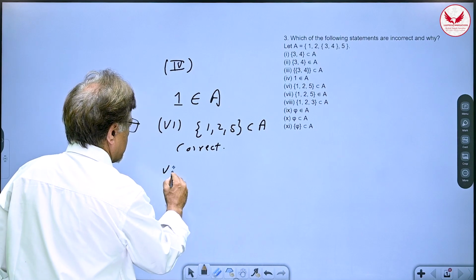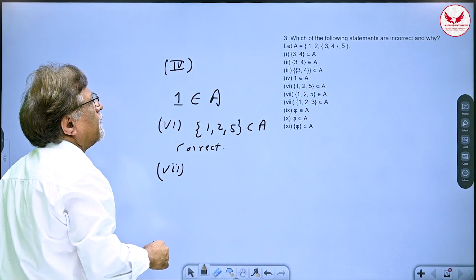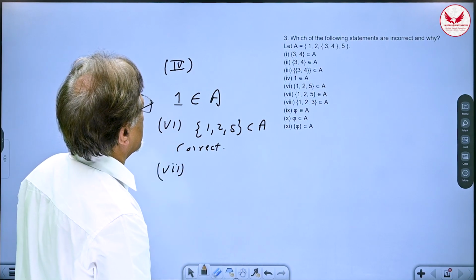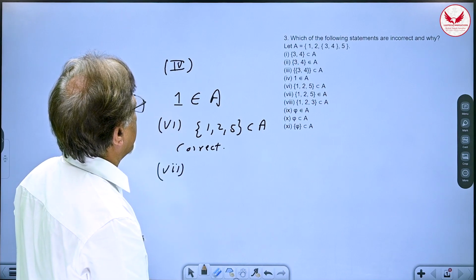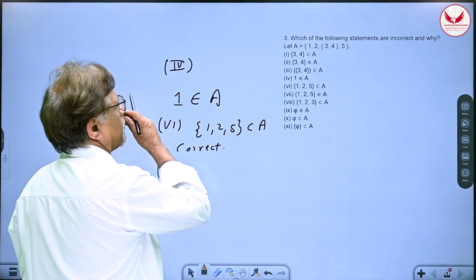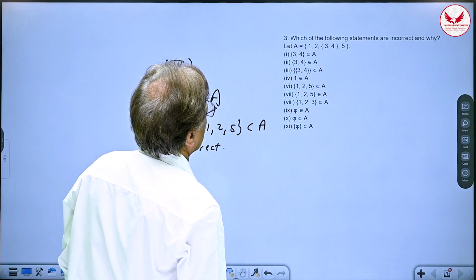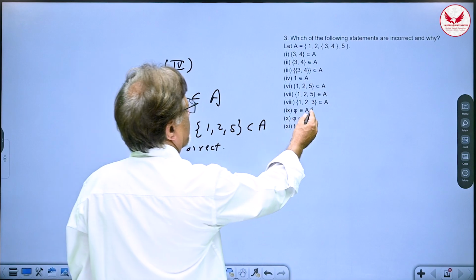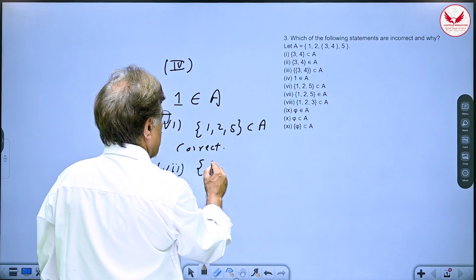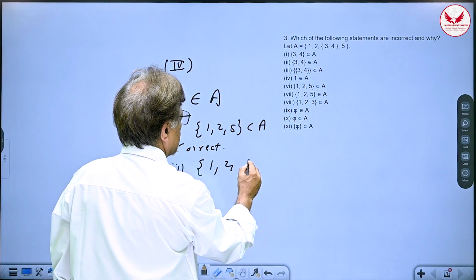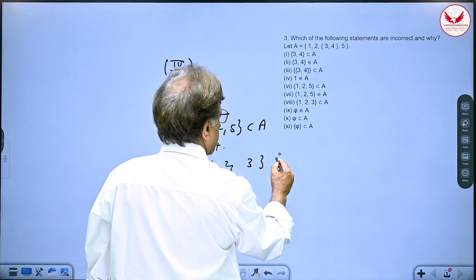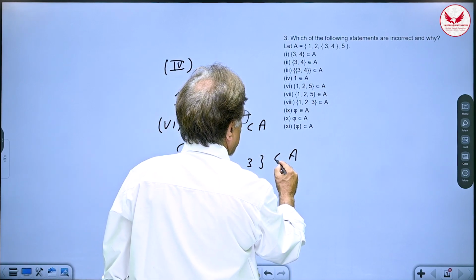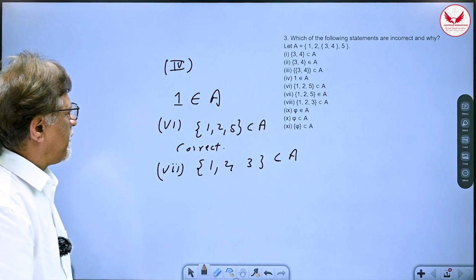Correct. Next, VII, that is seventh statement. Okay. Seventh statement is {1, 2, 5} belongs to A. It's a repetition of the same statement, so forget about it. {1, 2, 3} is a subset of A. Is it a correct statement? Is this correct statement? Just look at it.